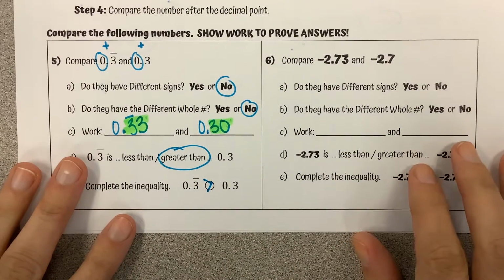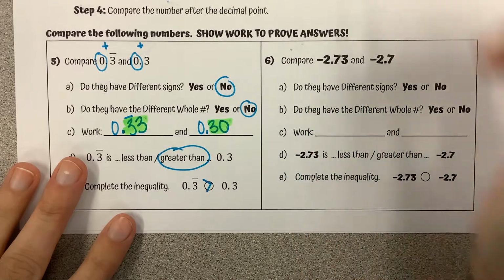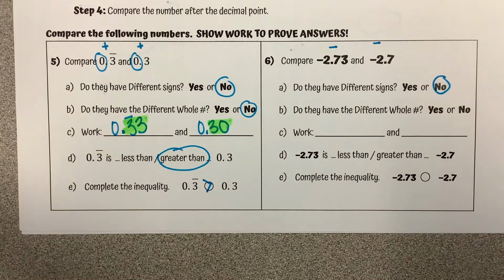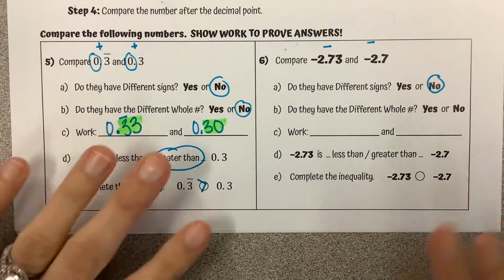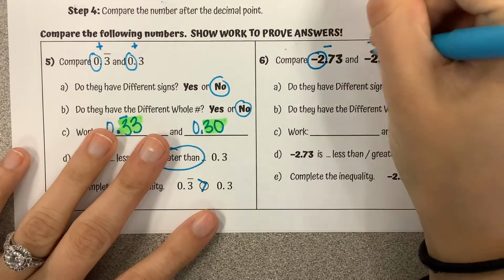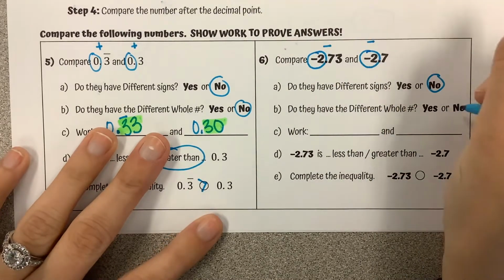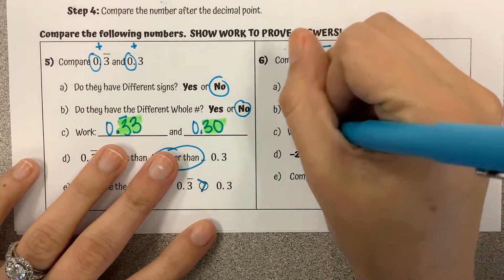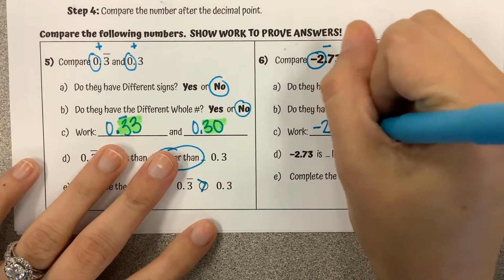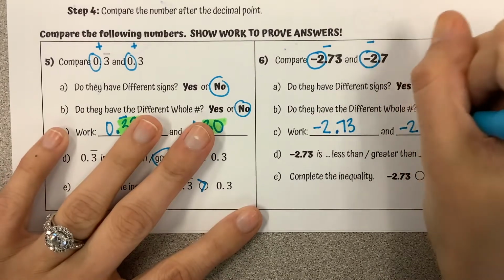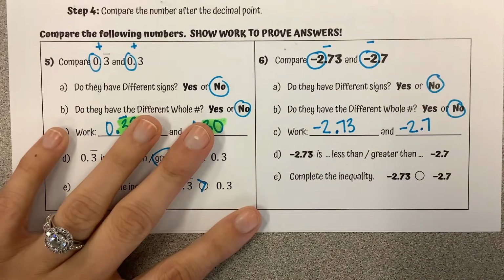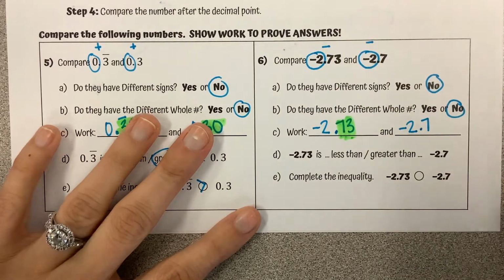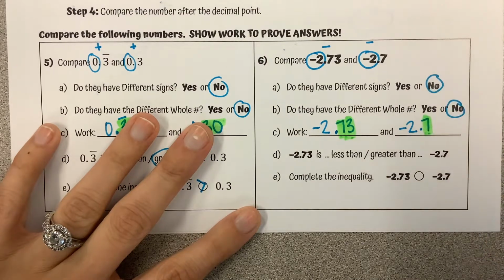Okay, number 6, going through that same order. Do they have different signs? Well, we have a negative and a negative, so no, they are both negative. Do they have different whole numbers? This one is -2, this one is -2, so nope, they have the same whole numbers there. So for my work, first I'm just going to rewrite what we already have, leaving some space for work, okay? This guy has 2 numbers to the right of the decimal. This one only has 1.